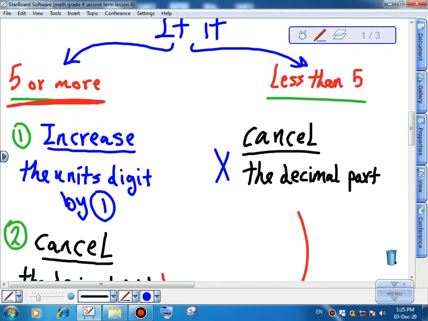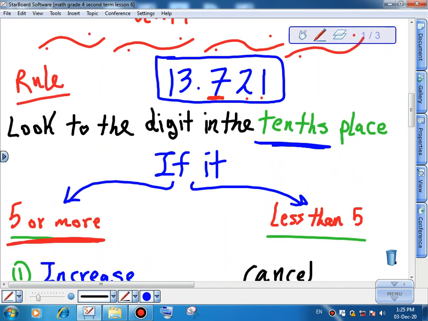So if I need to approximate the first number, 13 and 721 thousandths, to the nearest unit, I look to the tenth, which is 7. Is the tenth 5 or more? Yes. Is 7 a weak or a strong number? It is a strong number. Just add 1 to the units: add 1 to 3, it will be 4, and cancel the decimal part and keep the other digits as they are. Just add 1 to the whole part, it will be 14 to the nearest unit. Okay?